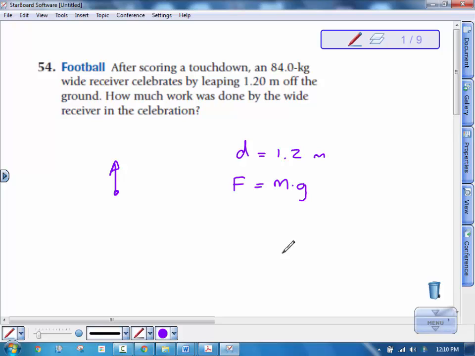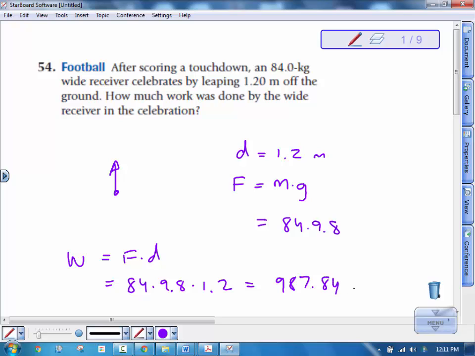And so how much work is done by the receiver in the celebration? Well, that would be 84 times 9.8 for this force. And we know that work equals force times distance, which is going to be, force is 84 times 9.8, and the distance is 1.2. So if you do that, you get 987.84, and units on that are joules.